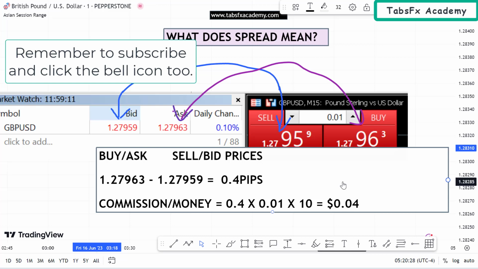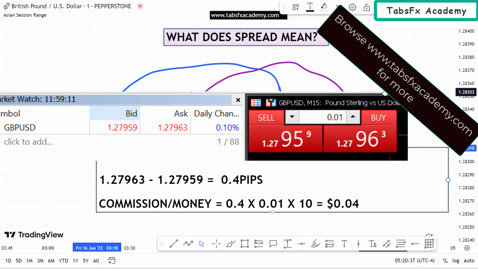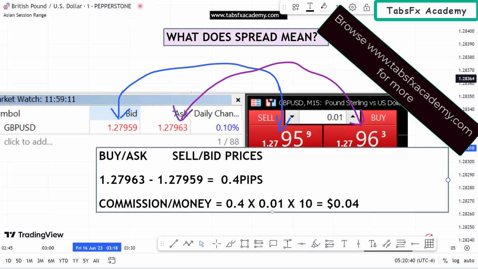And so it is normally advisable to trade when there is too much volume of traders, like in the London session and the New York session. However, you can take trades at any time of the day. That's what I'm going to say about spreads.